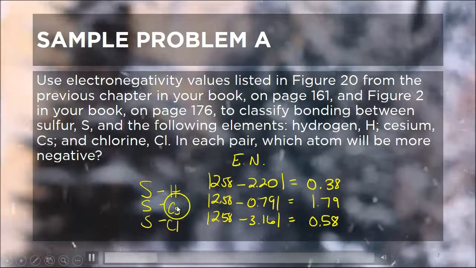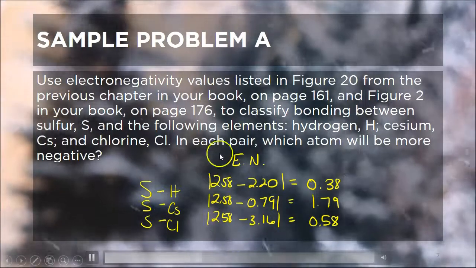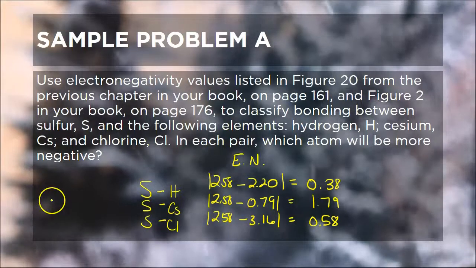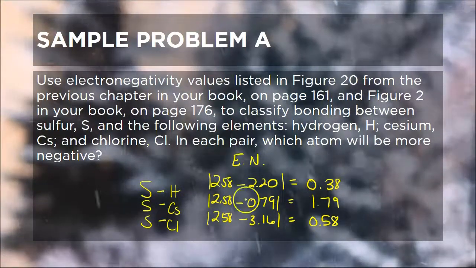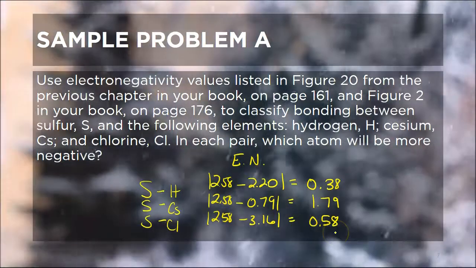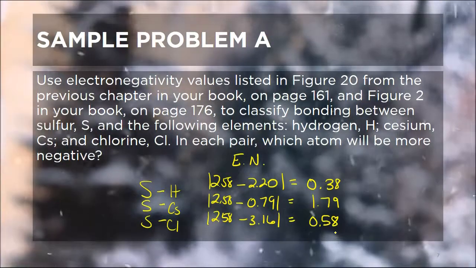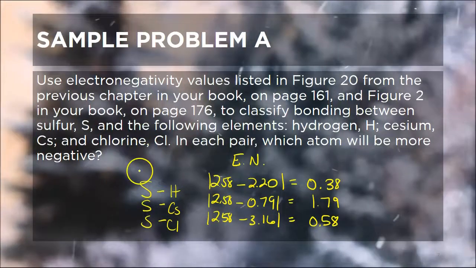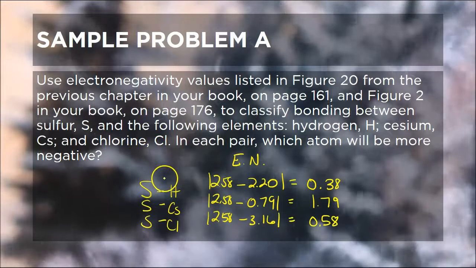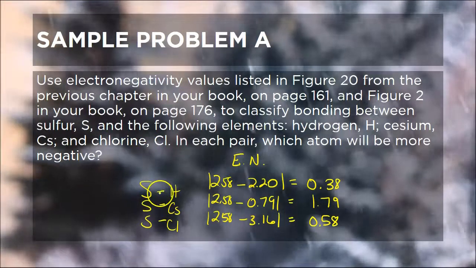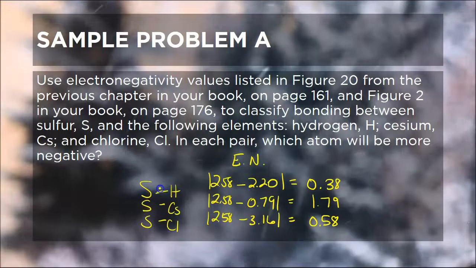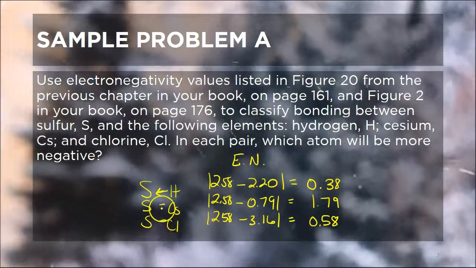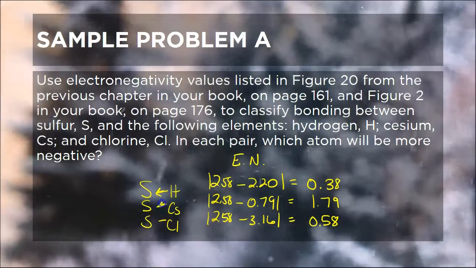So in this case, by the way, I got ahead of myself here. I didn't really answer the question they were asking. They're asking which atom will be more negative. Looking at the electronegativity, remember electronegativity is the ability to attract electrons. So between sulfur and hydrogen, who do you think is going to take the electrons more? Yeah, sulfur is going to take them here. And then between sulfur and cesium, yeah, sulfur is going to take the electrons.